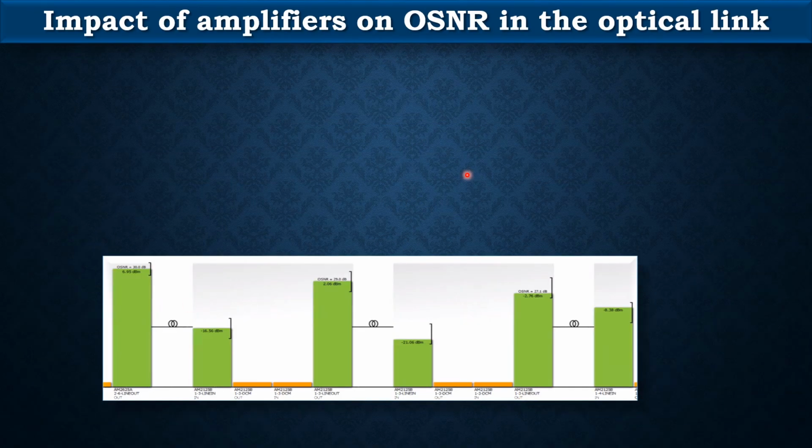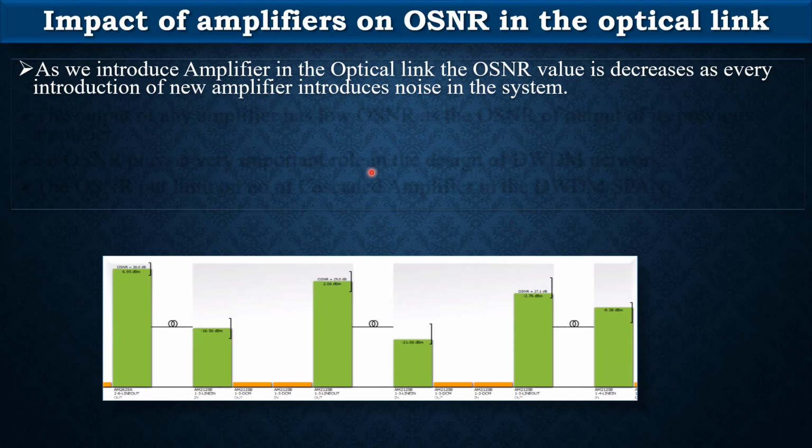So, the impact of amplifiers on OSNR in optical links. We have already discussed this, so we will just go through it. What is the impact of the amplifier on the OSNR? As we introduce amplifiers in the optical link, the OSNR value decreases with every new amplifier introduced.